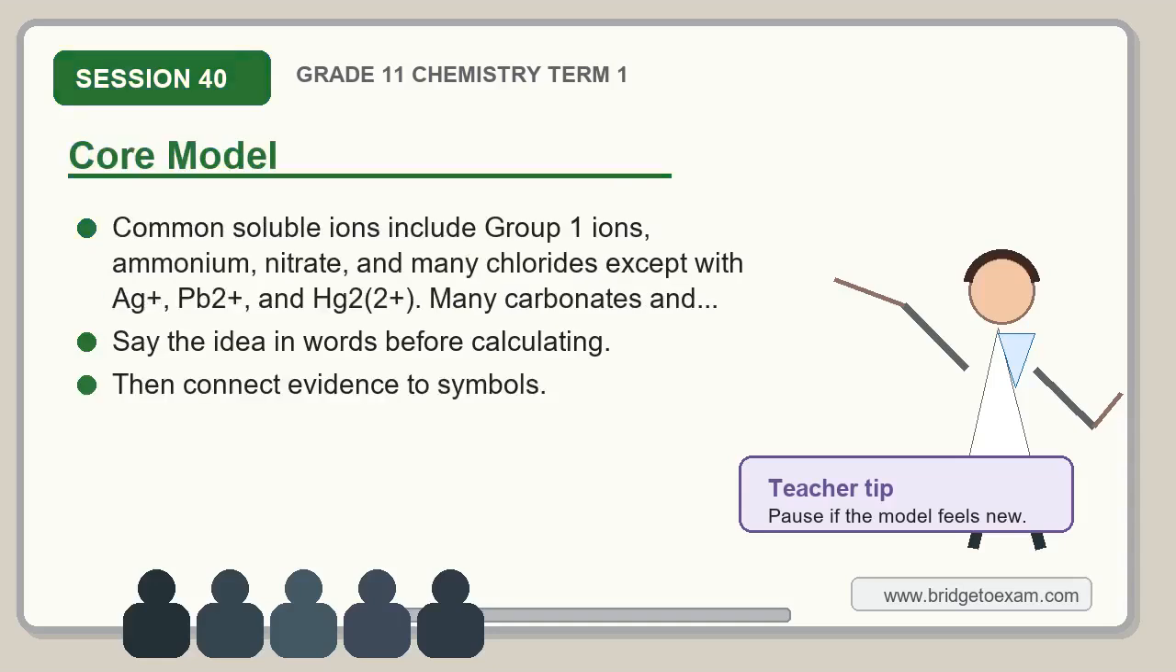The core model is this. Common soluble ions include group 1 ions, ammonium, nitrate, and many chlorides, except with Ag+, Pb2+, and Hg2 2+. Many carbonates and phosphates are insoluble, except with group 1 or ammonium. Do not rush to an answer. Build the model first, then let the model guide the calculation or explanation.